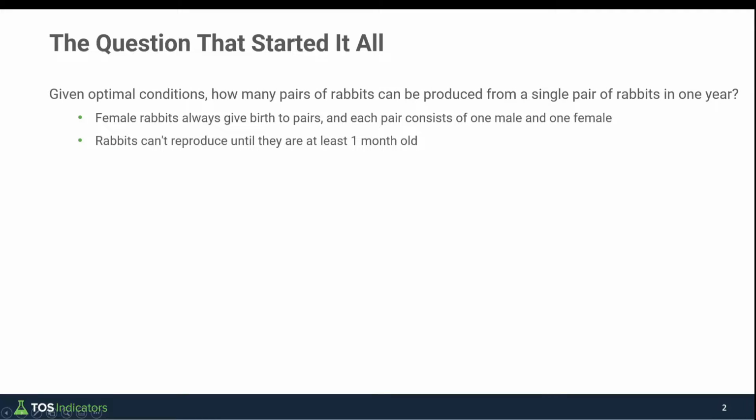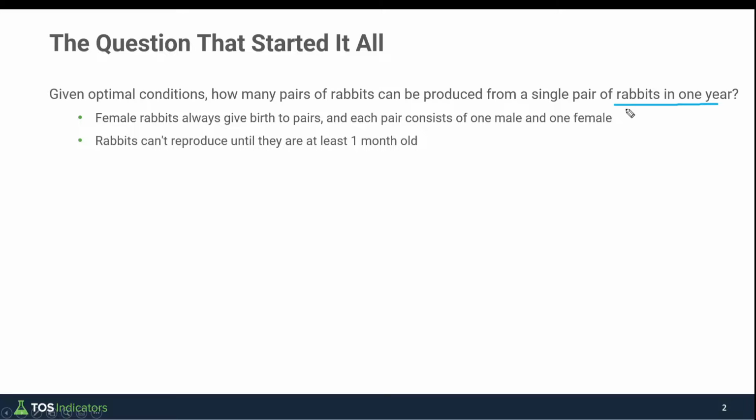Let's get started first with understanding that Fibonacci sequence, and more importantly, the question that led to that sequence being discovered in the first place, and really more of a riddle rather than a question. Now, the riddle reads the following. Given optimal condition, how many pairs of rabbits can be produced from a single pair of rabbits in 1 year?